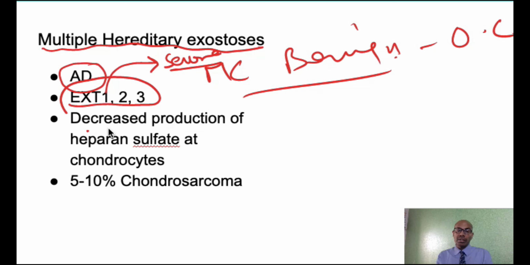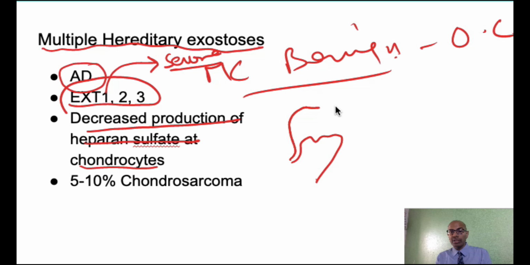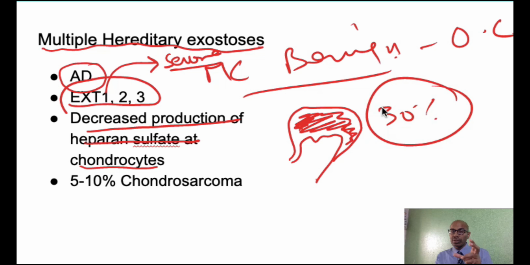gene. There is decreased production of heparan sulfate when the EXT1 gene is affected, and this causes outgrowth of these benign tumors. They have a cartilaginous cap, so the X-ray will look much smaller than the swelling actually. So the cartilage is much thicker than the bone itself. About 30% of the outgrowth is cartilage. Therefore, these can be better appreciated in MRI. The cartilaginous cap can be appreciated better in MRI.